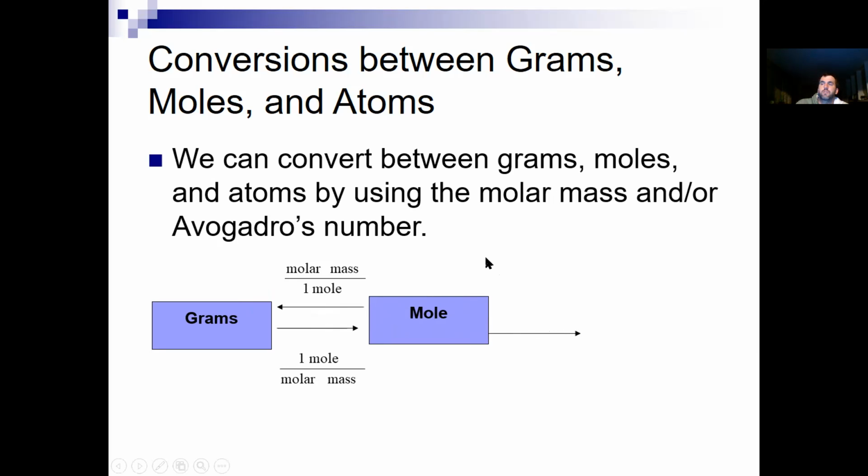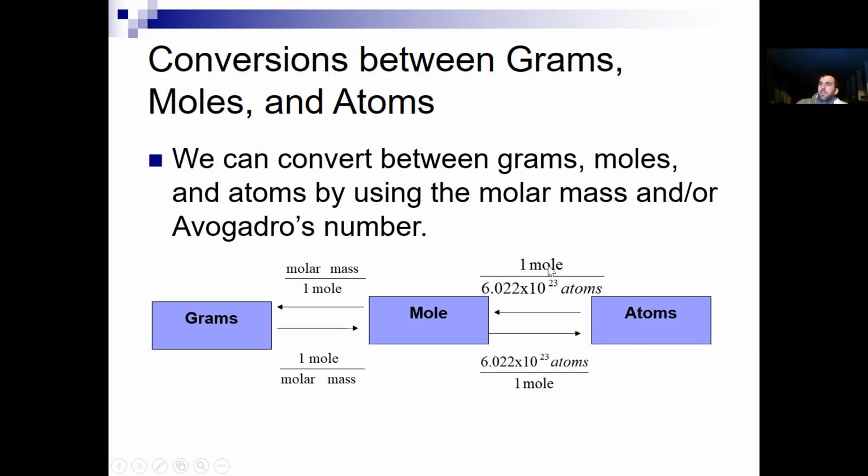I can go from moles to atoms. I have the conversion factor between there. It's Avogadro's number. In 1 mole, there are 6.022 times 10 to the 23 atoms. So if I want to go from atoms to moles, I would do the opposite: 1 mole over 6.022 times 10 to the 23 atoms. I can go from grams to moles very easily. That's 1 mole over molar mass.